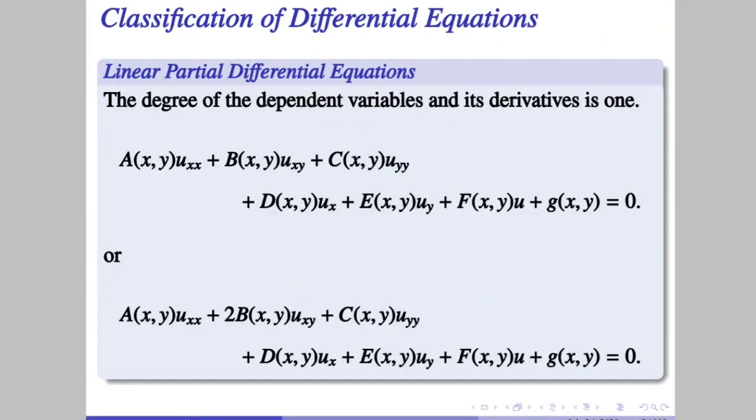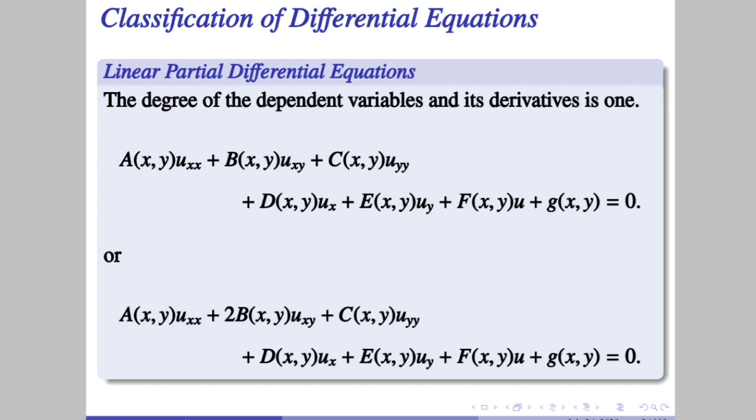Next, linear partial differential equation. Now we are going to classify the conditions for linear, semi-linear, quasi-linear and non-linear. The first one is linear partial differential equation. Let us take the example of a second order partial differential equation. As we have already discussed in the ordinary differential equation, linear means the degree of the dependent variable and its derivatives is 1. It is linear in the dependent variable as well as its derivatives.